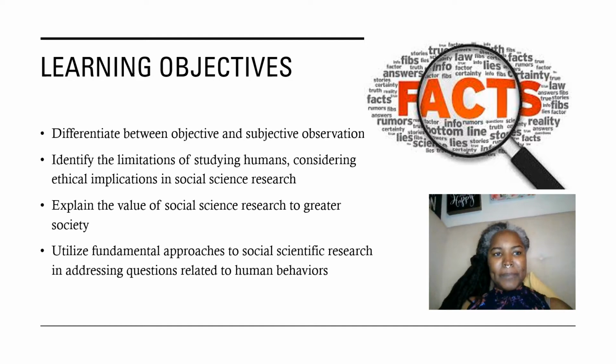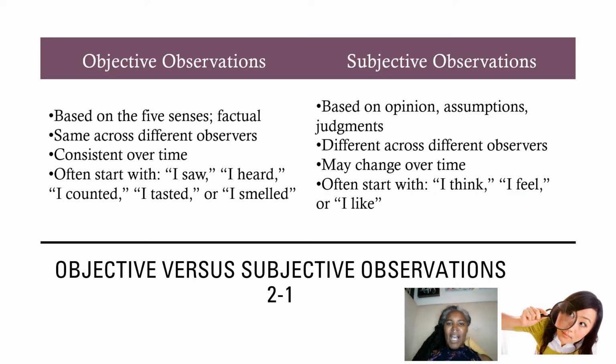Let's move on. So you might be thinking observation is just observation, but in the social sciences, it's not that simple. So in 2-1, you learn the difference between objective and subjective observations. So subjective observations are based on opinions, assumptions, and judgments. They tend to be different across different observers, and it may change over time. They often start with I think, I feel, or I like.